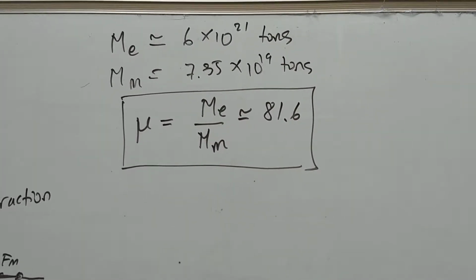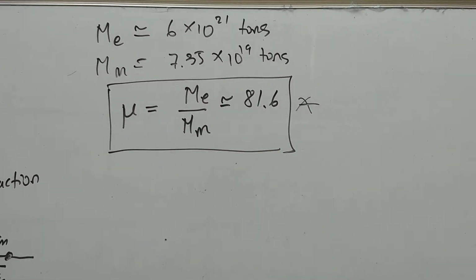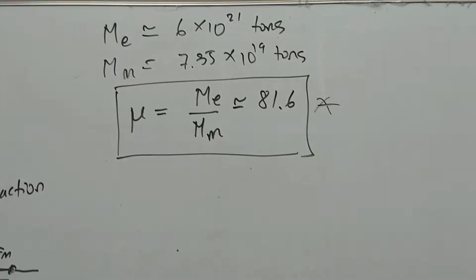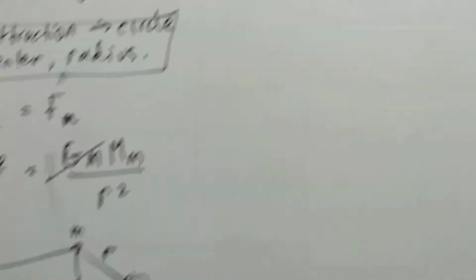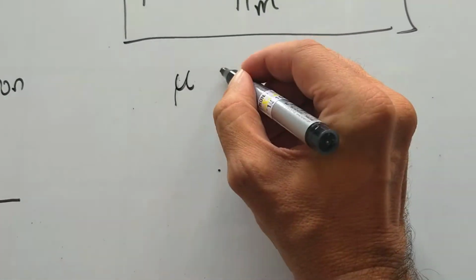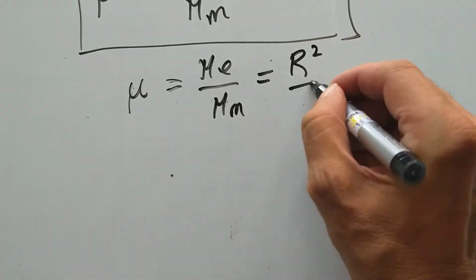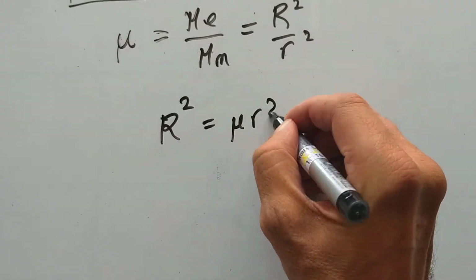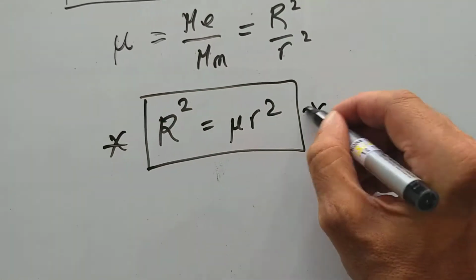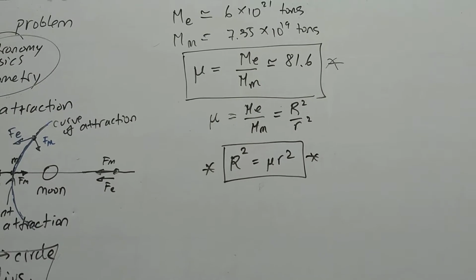You never know when you're going to need that in a competition or something like that, so I recommend you memorize it. It is not hard to remember. It might be hard to remember these, but not hard to remember that. Okay, so we can introduce mu here. So we have mu equals M Earth over M Moon is big R squared over little r squared. We end up with big R squared is mu little r squared. Now, I want to take a moment, okay, get this, and think about it, okay?